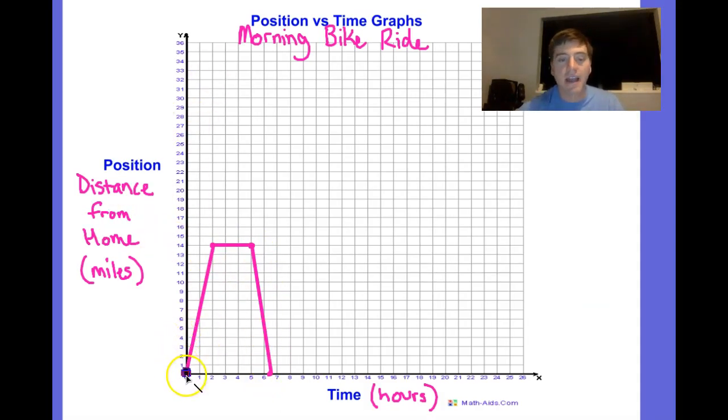So you can see as I'm moving away, it's going upward. I'm gaining distance from home. And then this flat line a little bit here means I'm not moving at all. My distance is not changing. And then on my way back, I'm losing distance from home. So of course this is negative because this is displacement and not actually distance. Let's read another graph.